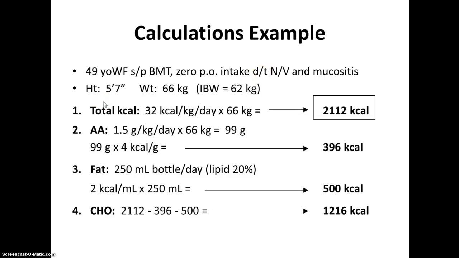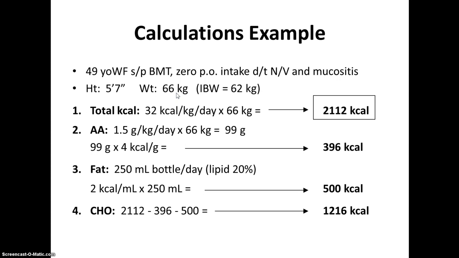So kind of fairly average size, 5'7", 66 kilograms. Her ideal body weight's 62 kilograms. So in I think the last session we talked about what's the weight you use for these weight-based dosing equations. And if the patient is between 100 and 125% of their ideal body weight, then you would want to use their actual weight. And so you divide 66 by 62 and it comes up with about, I think this patient ended up being about 106 or 107% ideal body weight. So we would use the actual weight, 66 kilograms, for nutritional dosing purposes.